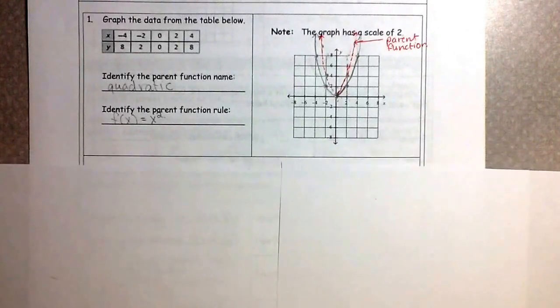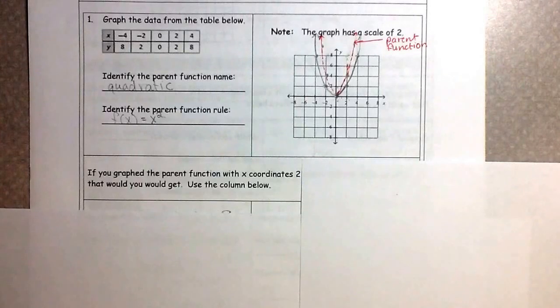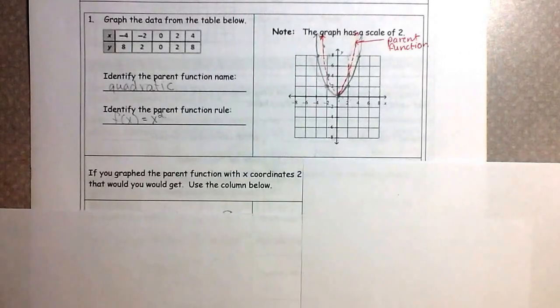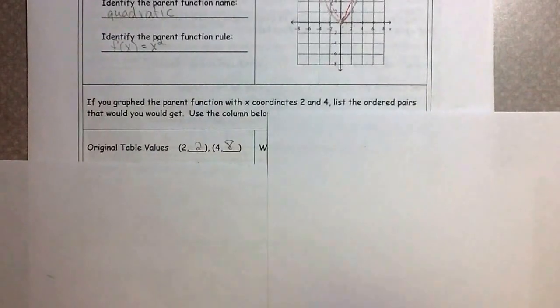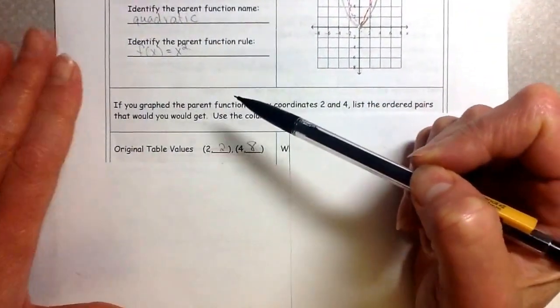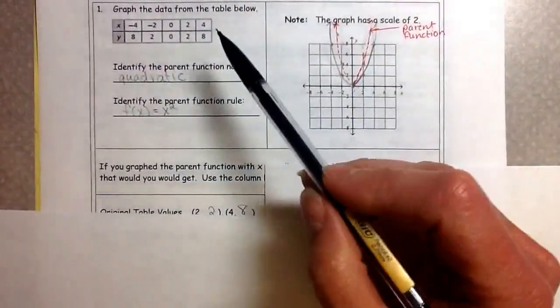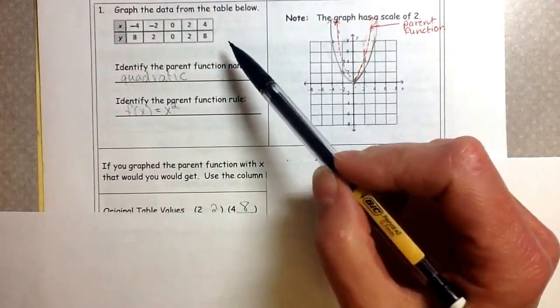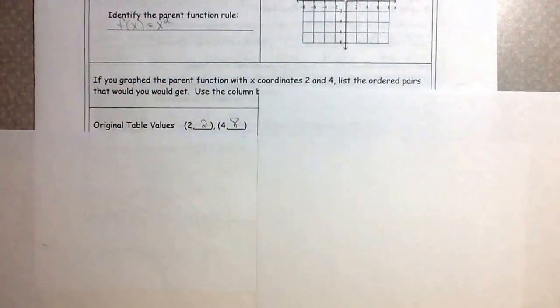So once you identify the parent function, you're going to take the points from the graph and compare them to what the points would be for the parent function. So let me show you what I mean by that. The original table has a value of, I just picked 2 points, and you can pick any 2 points. I just picked from the table, let me pull it down a little bit here, I picked 2, 2 and 4, 8. So that's my original table values that I was given.